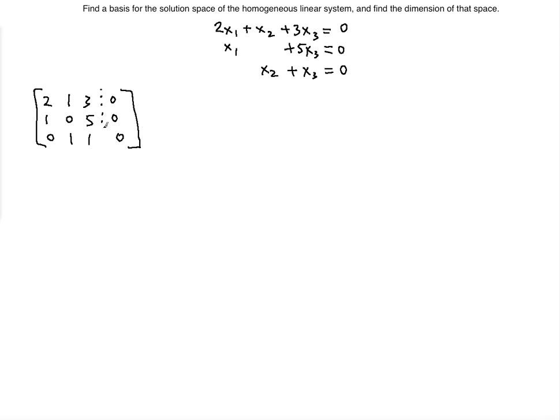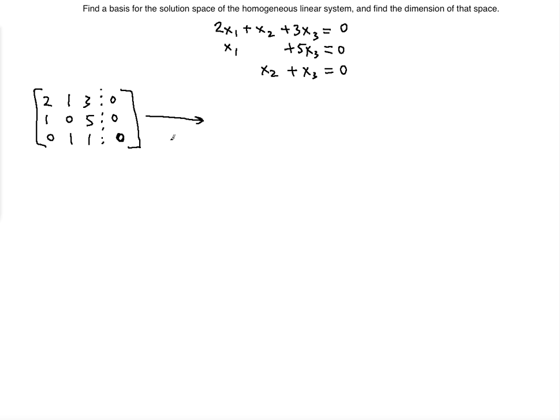Right, this is going to be augmented. This is what homogeneous means. It means that when you have an augmented matrix, there will be 0 values in that column to the right of the dotted line. So we have to transform this into the reduced row echelon form.